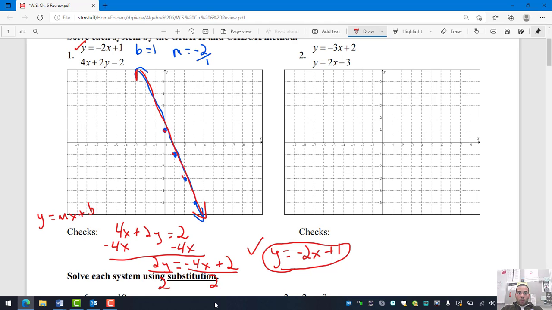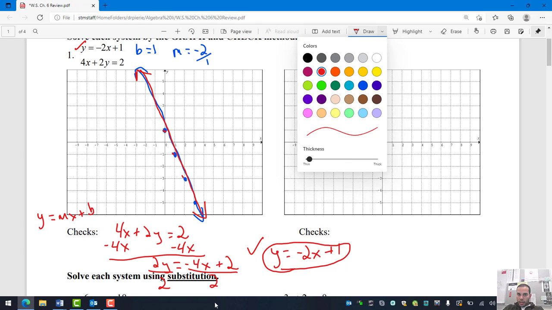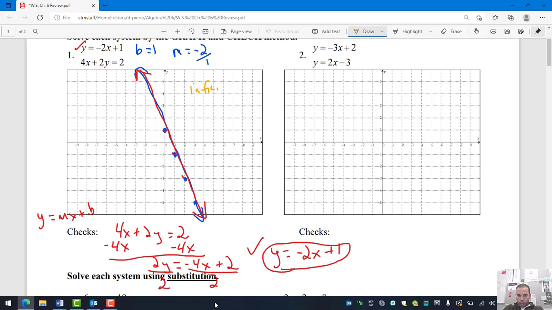Okay? Now, what does that mean? If you ever have two lines that are stacked directly on top of each other, they're crossing in infinitely many places. If they're crossing in infinitely many places, what do we say our answer is? We say our answer is infinitely many solutions. There's infinitely many places where they cross. There's infinitely many solutions.